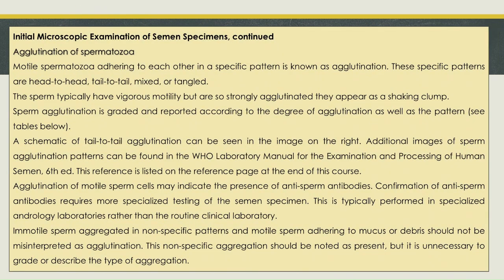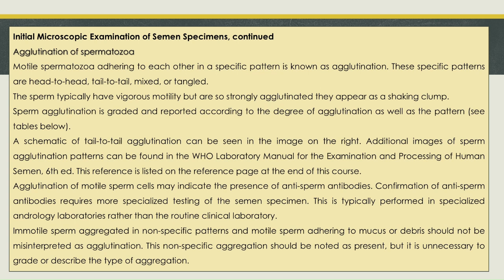Initial microscopic examination of semen specimens, continued. Agglutination of spermatozoa. Motile spermatozoa adhering to each other in a specific pattern is known as agglutination. These specific patterns are head-to-head, tail-to-tail, mixed, or tangled. The sperm typically have vigorous motility but are so strongly agglutinated they appear as a shaking clump. Sperm agglutination is graded and reported according to the degree of agglutination as well as the pattern, see tables below. A schematic of tail-to-tail agglutination can be seen in the image on the right.